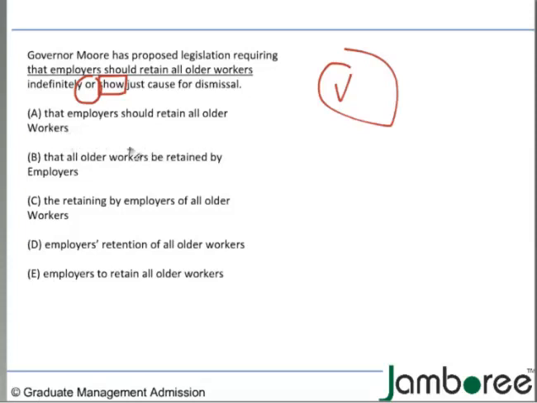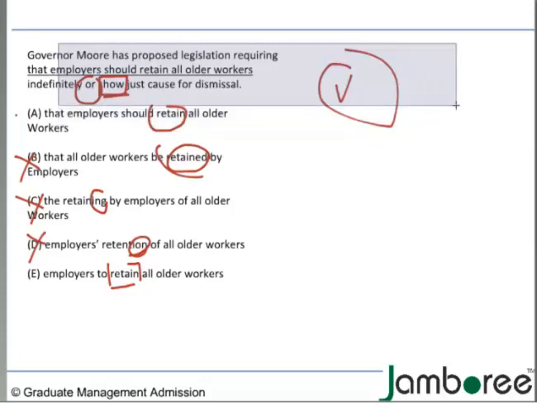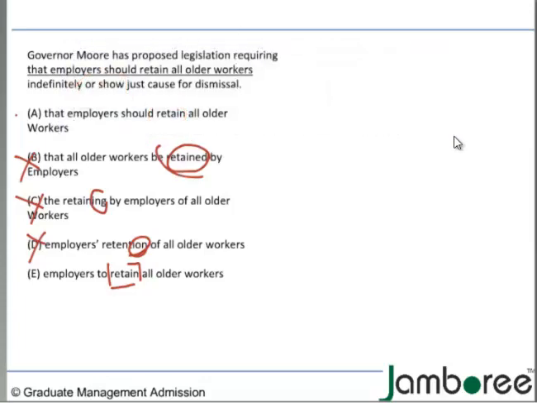So let's see now. Here I see a retain. Okay, so I'm okay with this. I stick with this. I see retained. Be retained is not in the same format as show, so it's out. The retaining is also not the same format as show, so it's out. Employer's retention is a noun, so that's out. To retain is again fine. So now I have to choose whether I need to go with option A or option E. If you are down to option A and E, then that's okay. Then you have got the basics correct, right?